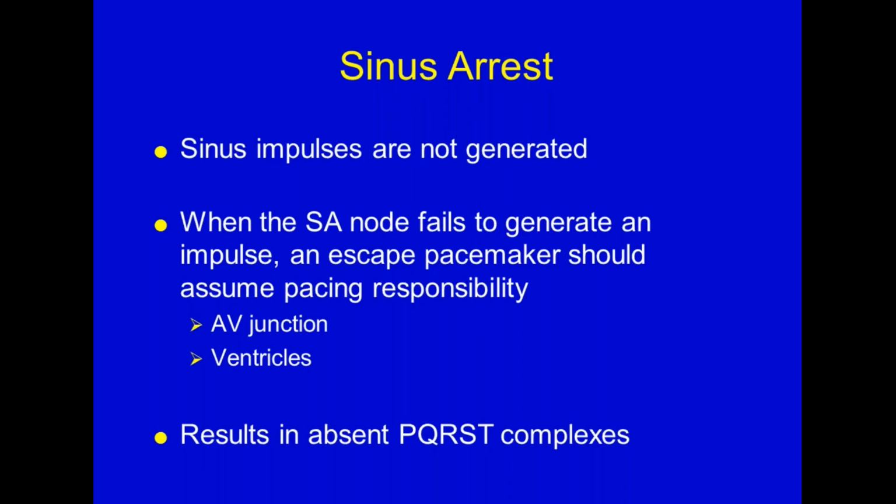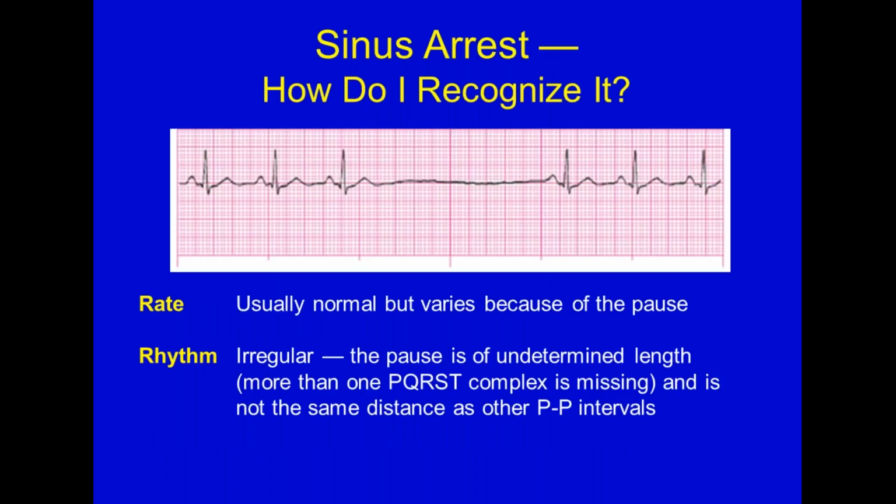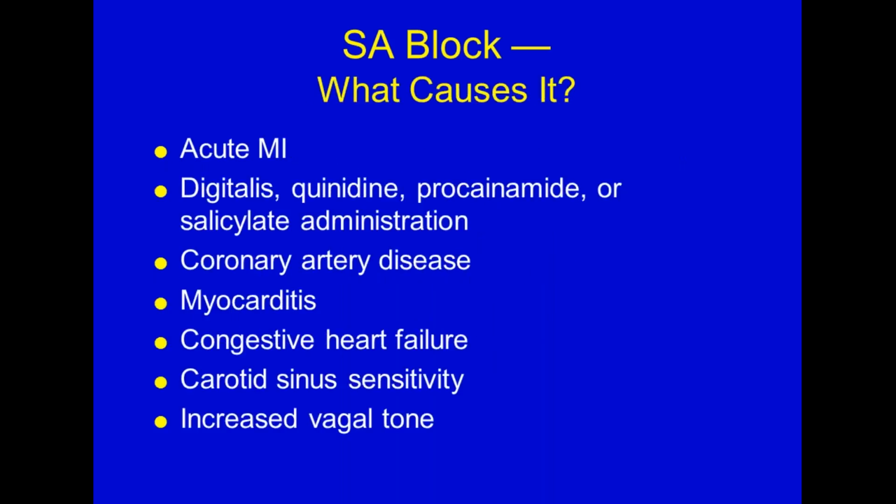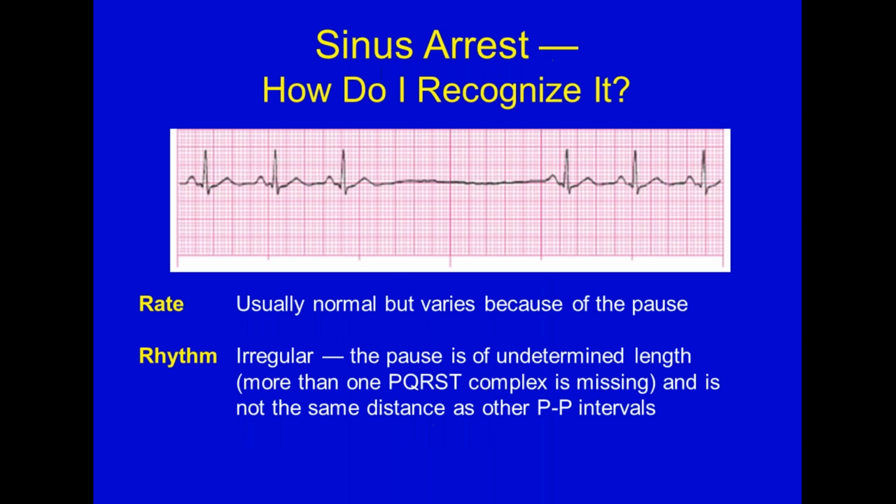Sinus arrest. So a sinus impulse is just not generated, so again, no QRS complex. The difference between this and the previous, our SA block and our sinus arrest: the block should be one beat, where you'd expect that one beat to go in between, where the sinus arrest is more than one beat you would expect to be in there. So a pause longer than that.